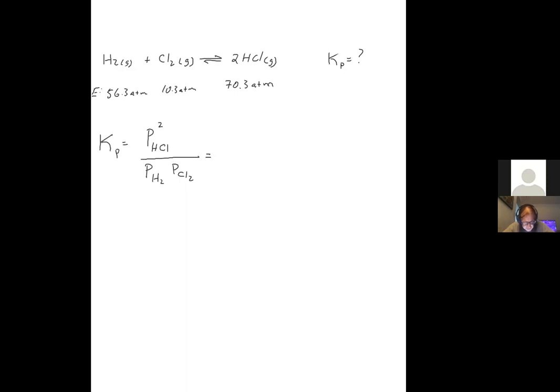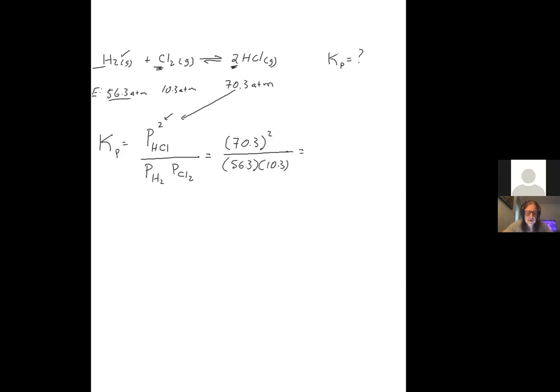As long as we have the equilibrium pressures, we can calculate those very easily. We just substitute in our values. So this would be 70.3 squared, to the second power because of that 2, divided by the pressure of H2, 56.3, and then Cl2 is 10.3. Those are both to the first power because the coefficients are 1 in each case.